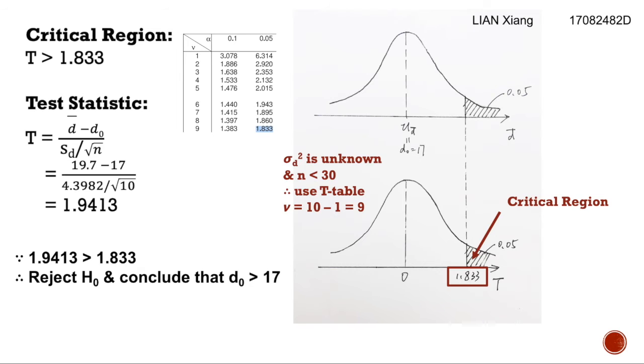Then it's time to do the test statistic. Since it is a paired sample test, we use this formula, t equals D bar minus D0 over SD divided by the square root of n. Then we generate the result, which is 1.9413. Since it is larger than 1.833, we can reject the null hypothesis and conclude that D0 should be larger than 17.